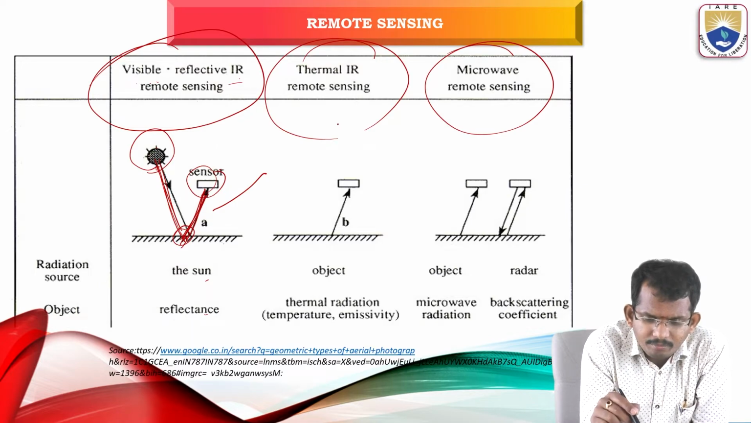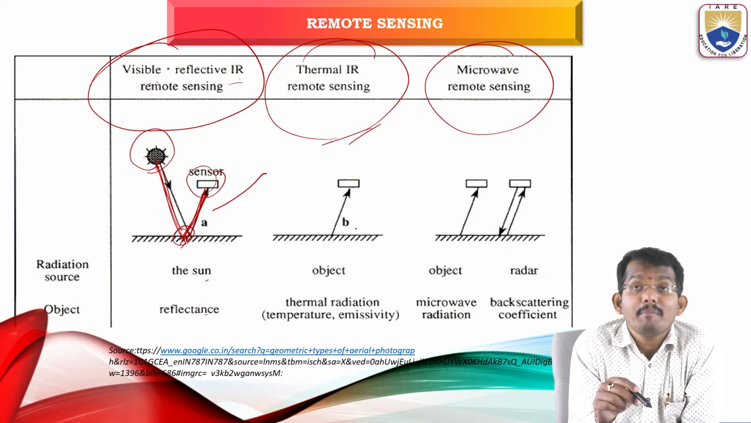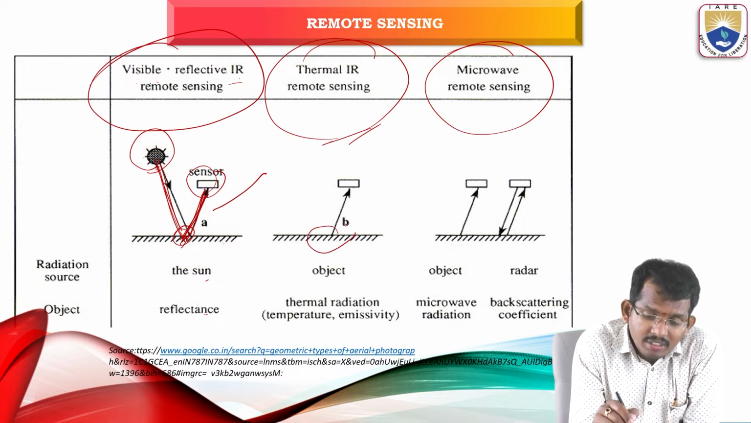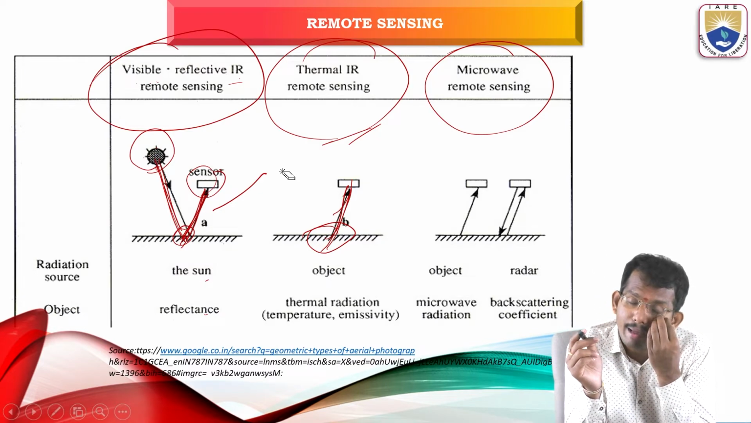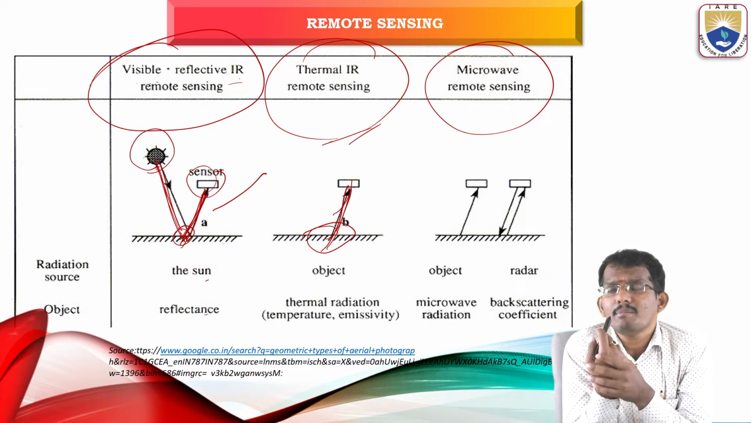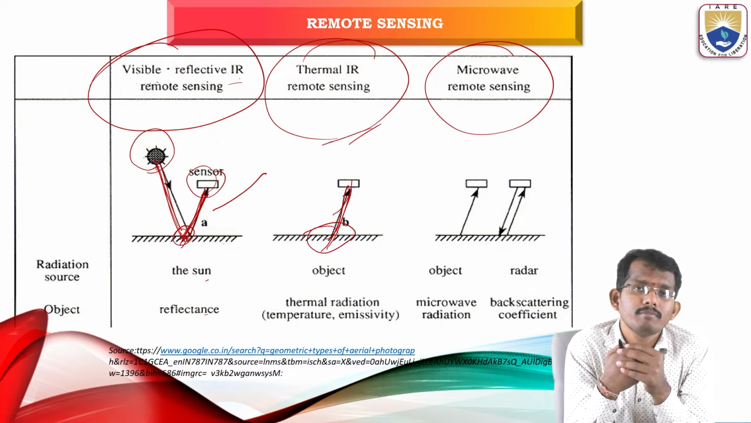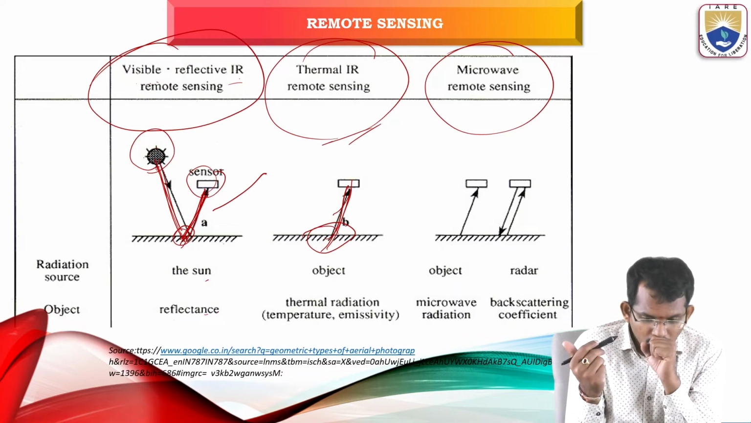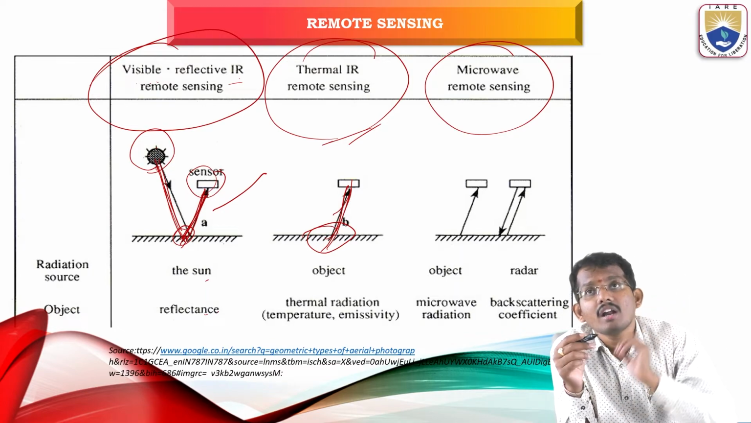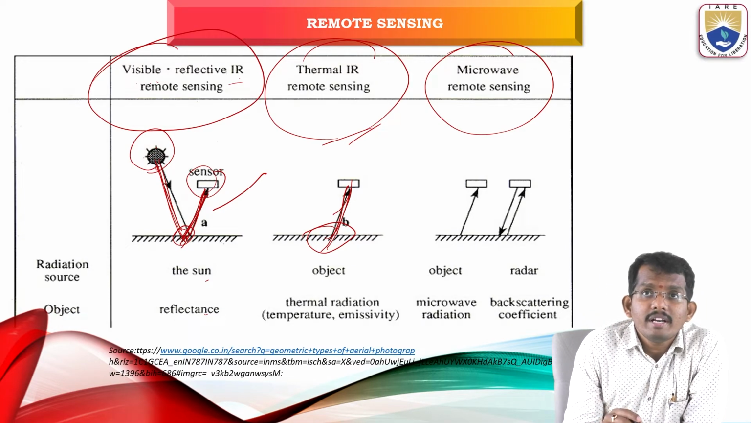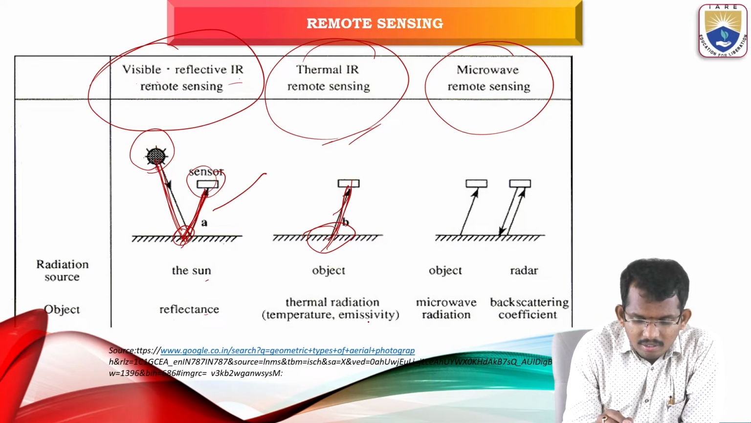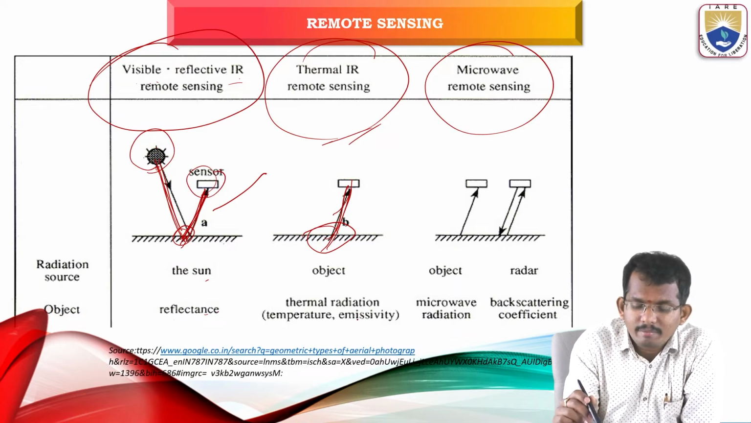Sun reflectance, an object. So here is thermal IR remote sensing. Here the object itself emits the radiation back. Okay, it absorbs from the sun, but in the absence of the sun it also emits radiation, because the sun is continuously providing heat energy to the black body. So we know black body radiation. In the summer season, bitumen roads emit more heat because they are black bodies, right? Like that, the object emits radiation back to the sensor in thermal remote sensing, and then microwave remote sensing.